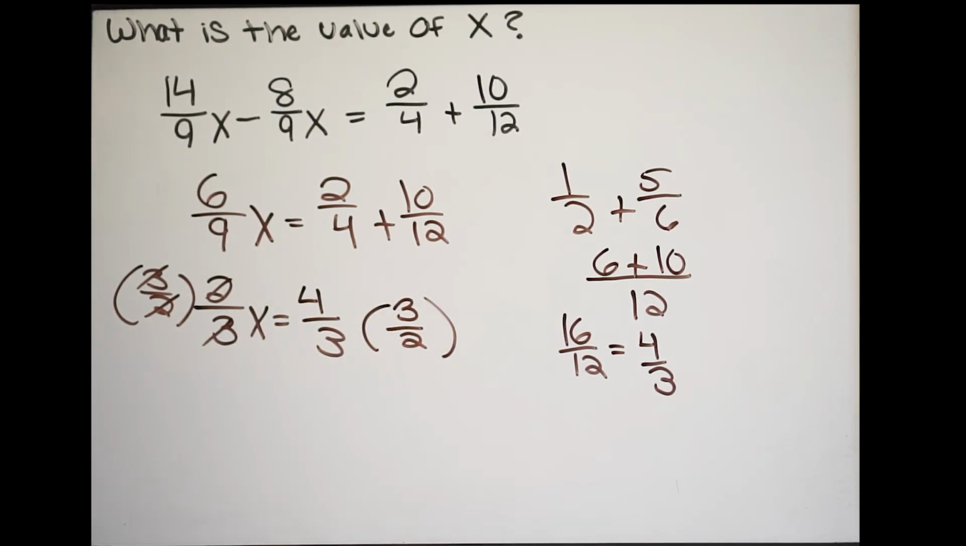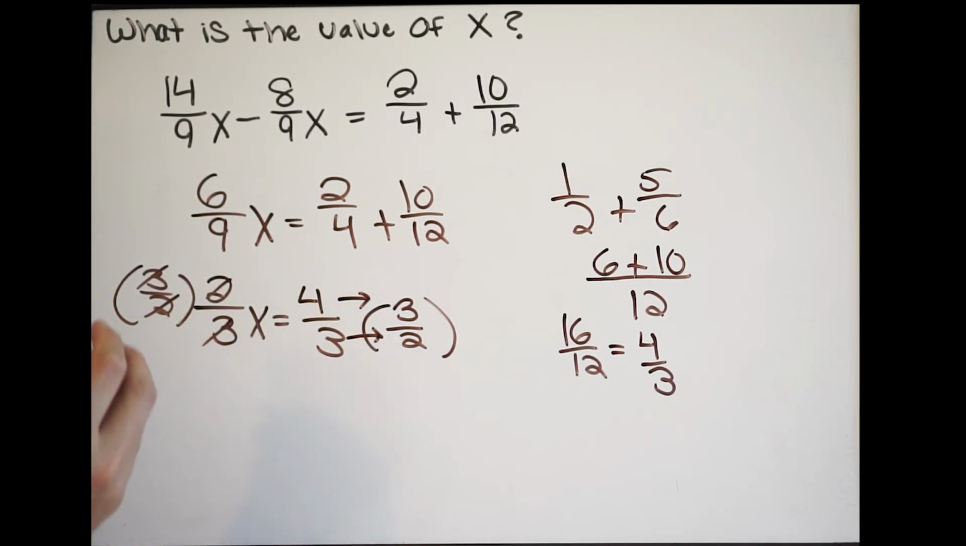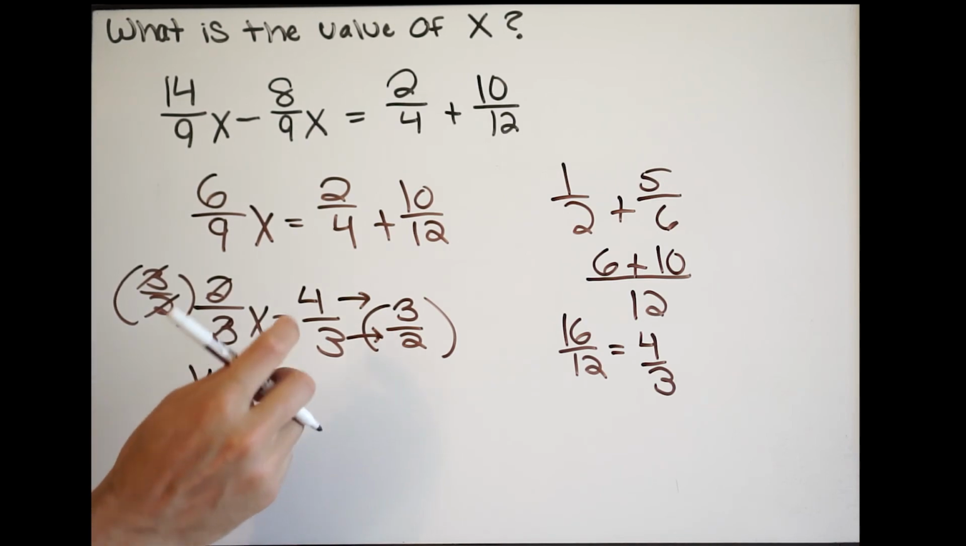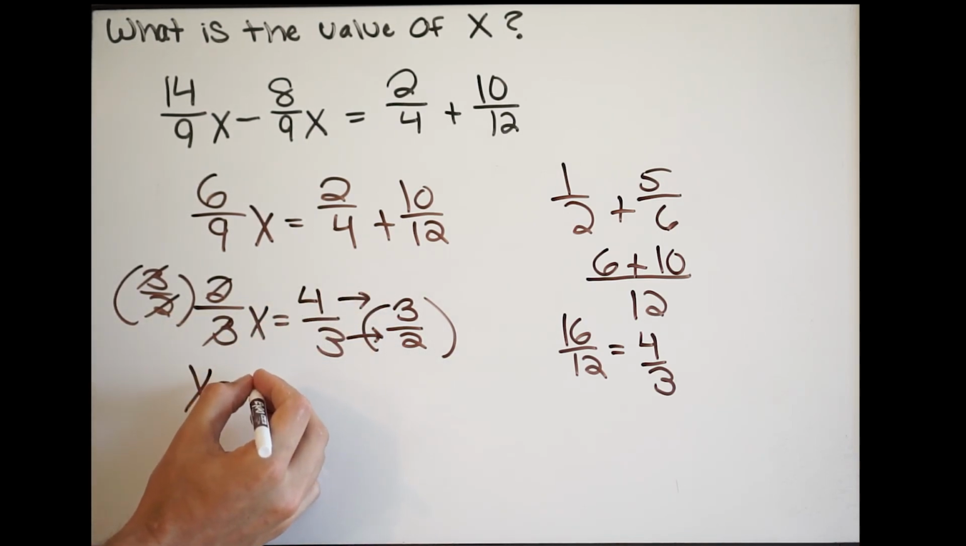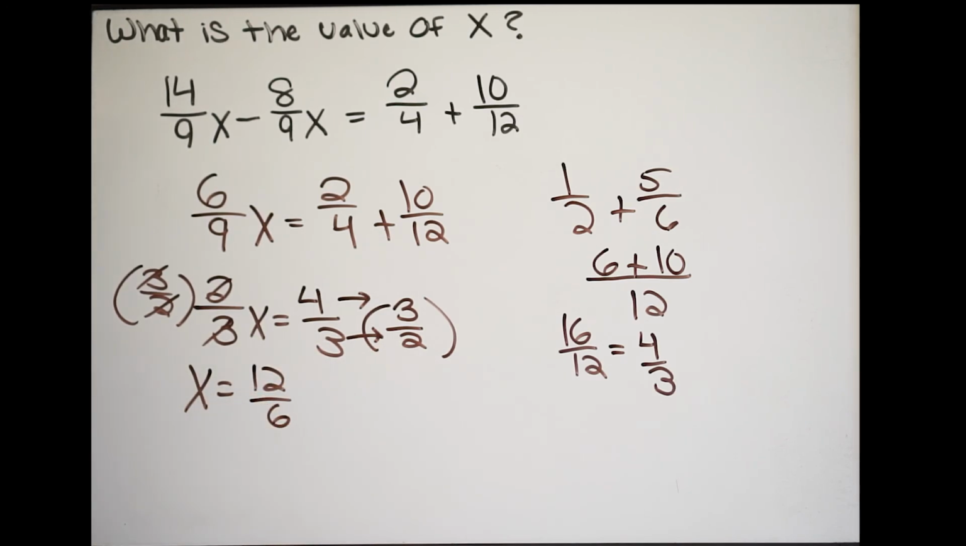Alright, now when multiplying fractions, we simply just multiply straight across. So we're going to get here x equals 4 times 3 is going to be 12. 3 times 2 is 6. And this reduces to 2. So x equals 2. That's going to be our final answer here. Okay, so that is the value of x. Okay, and that is it.